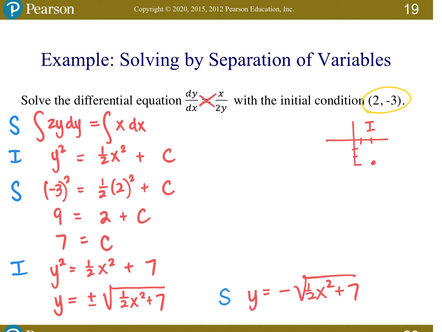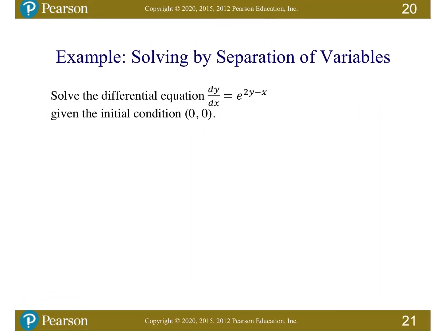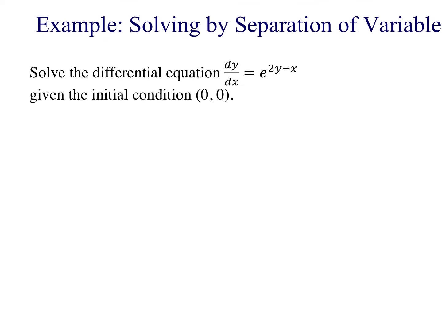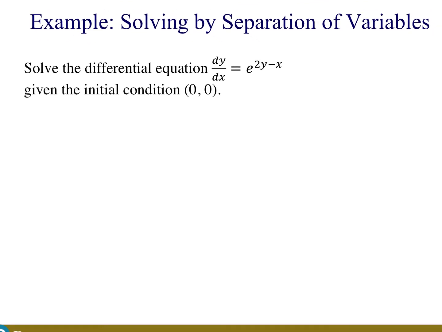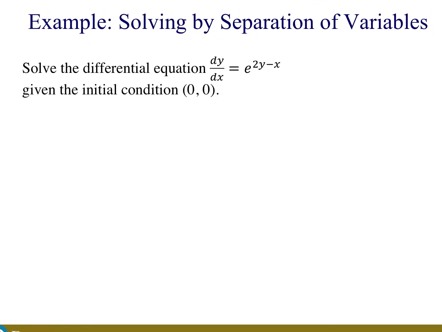So that initial condition allows us to do two things. It allows us, one, to solve for C, and then it allows us at the end to select the correct final answer. Okay, let's try that again. Here's another differential equation with a condition, which means we'll be able to solve for C.